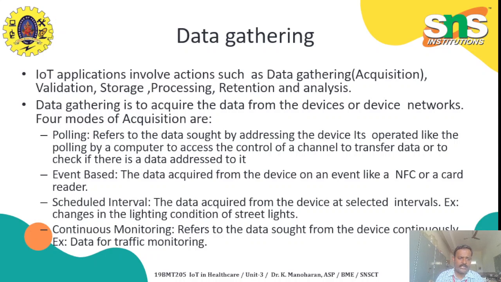The fourth method is the continuous monitoring method. That means we continuously monitor whether there is some data in the device, and if we have, we can read it. It refers to data sought from a device continuously. An example for this is data for traffic monitoring. If we monitor traffic continuously, we need to monitor data from the traffic. So this will have continuous monitoring. We can take another example, patient monitoring. If you are monitoring a patient, we need to continuously monitor the patient's different health parameters.